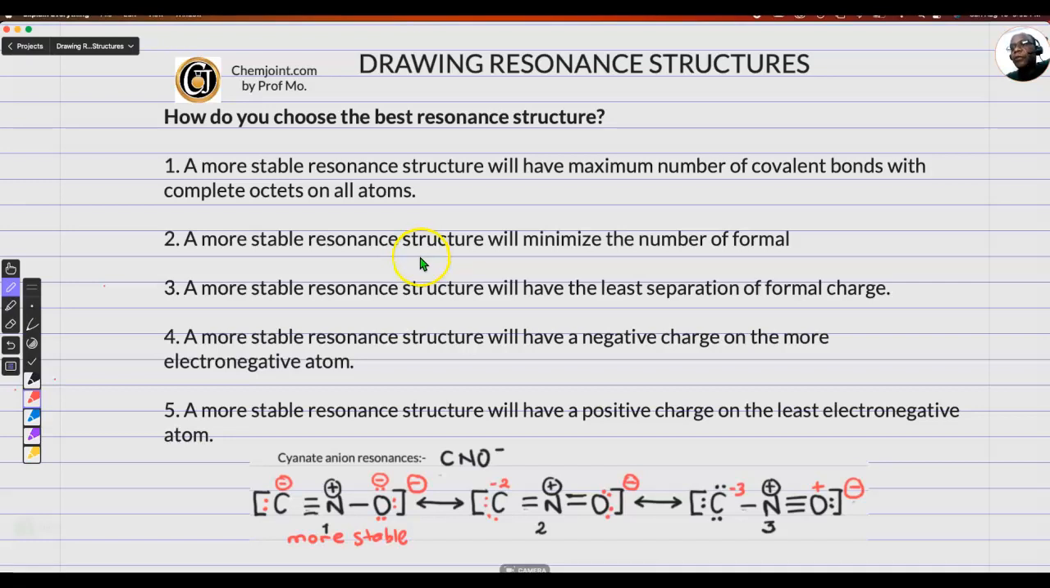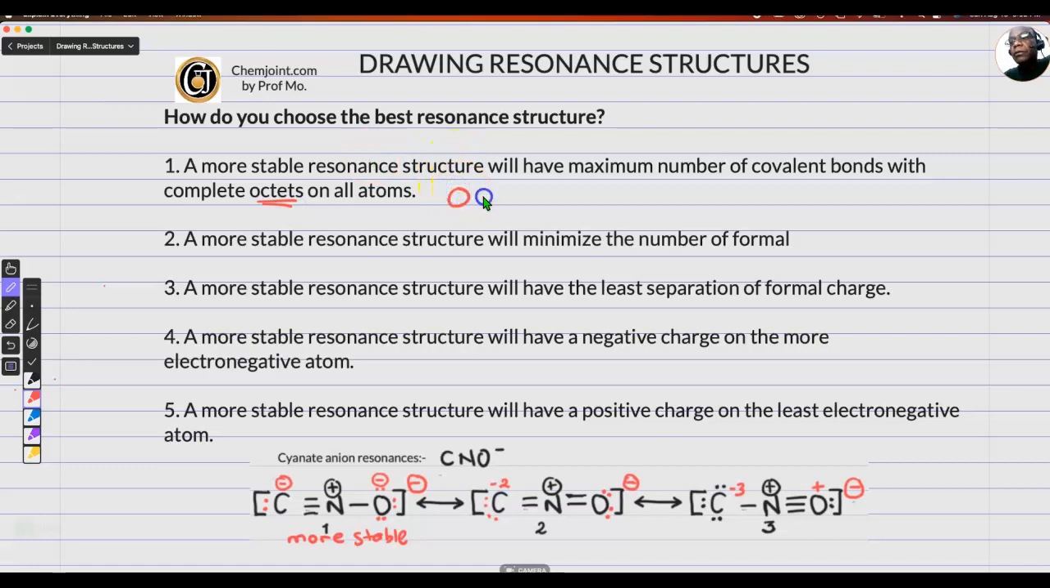How do we decide which resonance structure of a given molecule is the best or is the most stable? Here are a set of 5 steps, checkpoints that we would use to determine if a resonance structure is preferred over the rest. Number 1, a more stable resonance structure will have the maximum number of covalent bonds with complete octet.